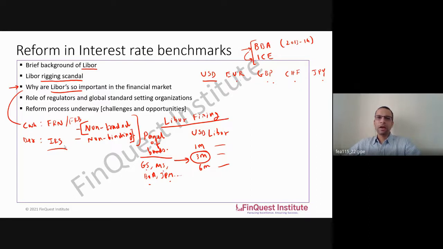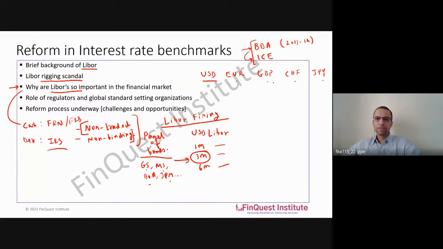Whenever you are having a rigged rate, it will have a large scale repercussion on the entire system, because everyone has some position in Libor or Libor related products which they are holding. So that is something which is risky, because you are having an unfair rate which is being quoted, or something which is not a true representative of the market rate, and still you continue to benchmark your products onto those rates. So that's why the market decided to move on to a new set of benchmarks.